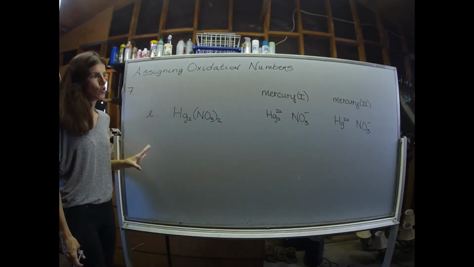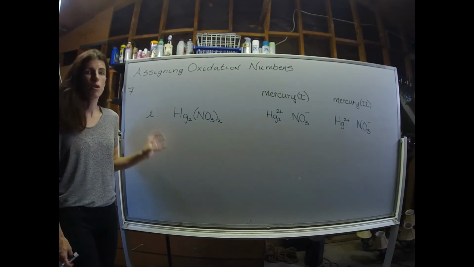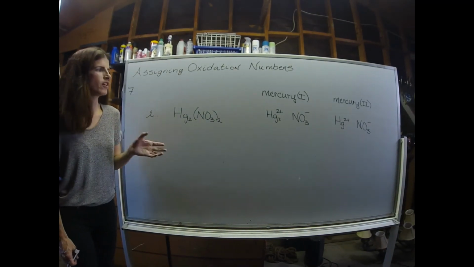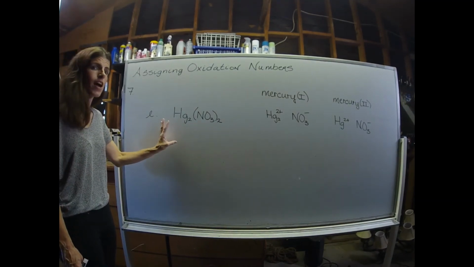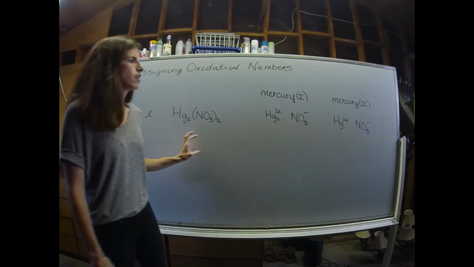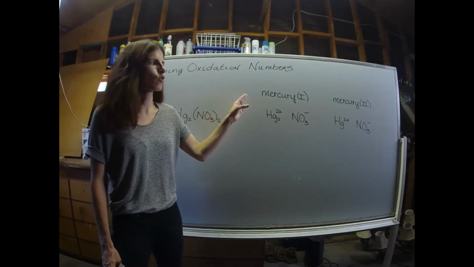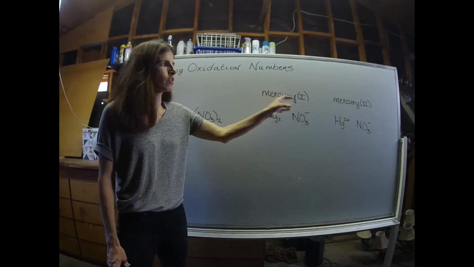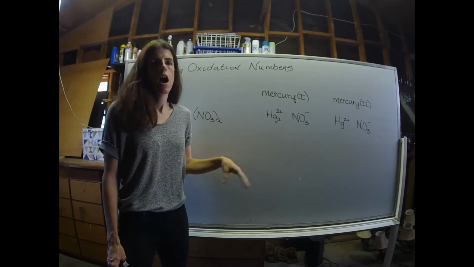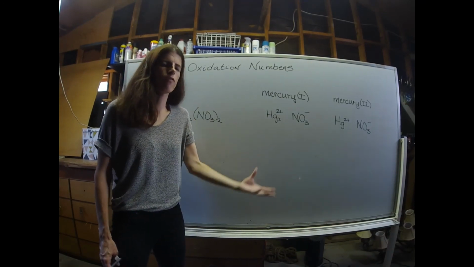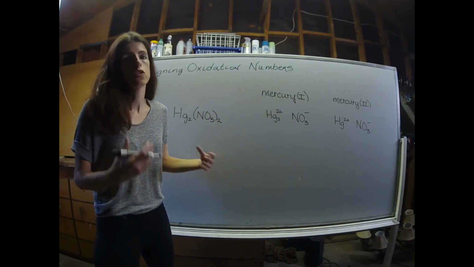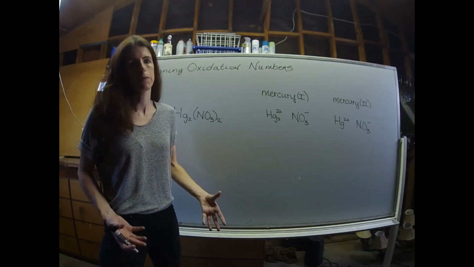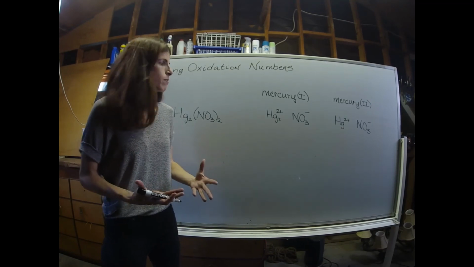Letter L is a super challenging example. Mercury is such a weird ion. We need to be able to figure out, before we assign the oxidation numbers, did they combine mercury 1 with nitrate or mercury 2 with nitrate? In my opinion, the most straightforward way to go about figuring out what happened is to redo the crisscrosses with both possibilities and see which one is the best match.